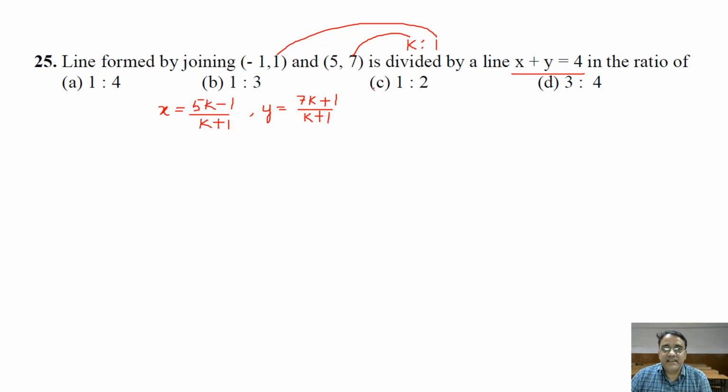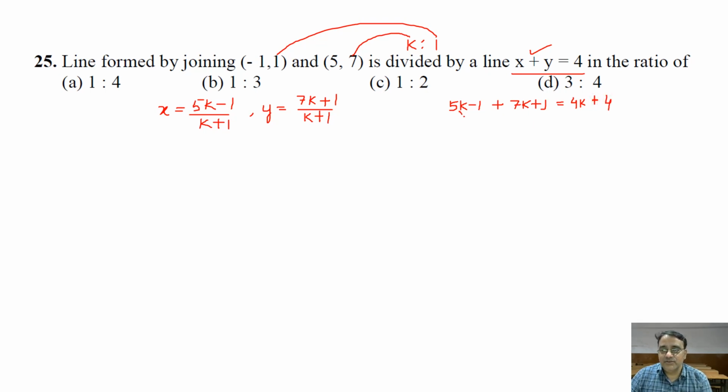Yes, sir. Now this x and y we have to substitute here. So I am going to substitute. See, 5k minus 1 plus 7k plus 1. The denominator which is common, shift it to the right side, so this will become 4 into k plus 1, that is 4k plus 4. If this is clear, we will proceed.